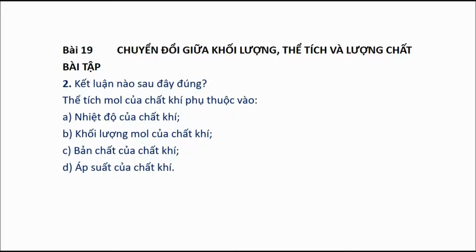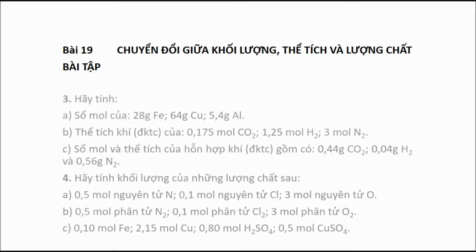2. Which of the following conclusions is correct? The molar volume of a gas depends on: A. Temperature of the gas. B. Molar mass of the gas. C. Nature of the gas. D. Pressure of the gas.